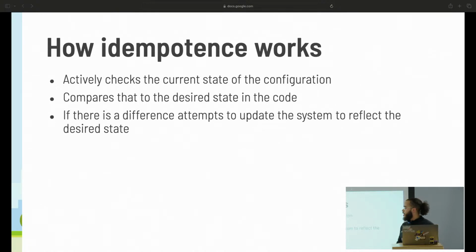And just to touch on how idempotence works, Ansible actively checks the current state of your configuration. It will compare to what you've defined in your code, and if it notices any differences, then it will update your systems to reflect those changes. And this is particularly helpful and important for preventing configuration drift, where what you've defined falls behind or differs to what you have on your servers, for example.